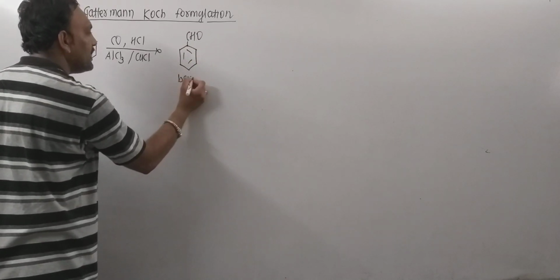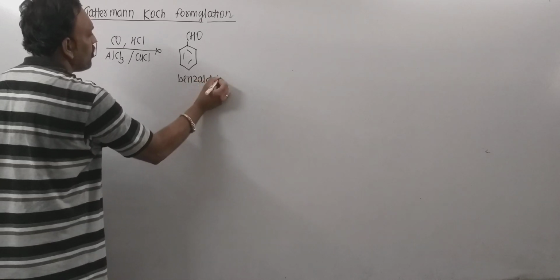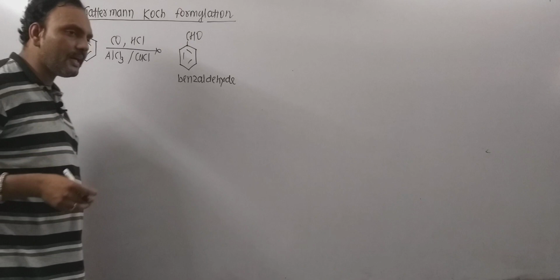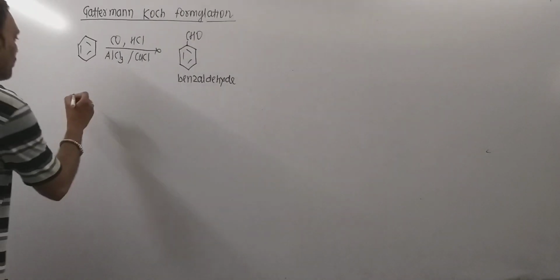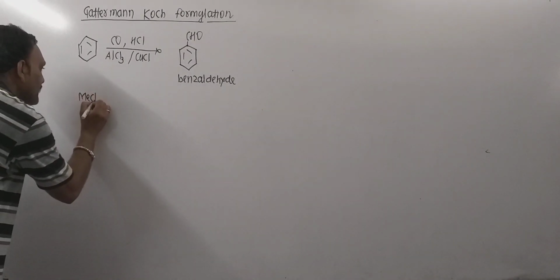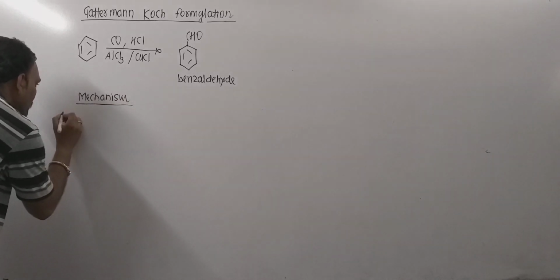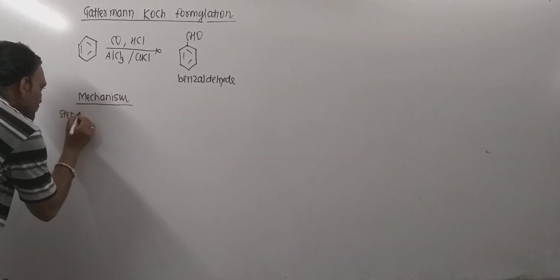So this one is the benzaldehyde so obtained. Thus benzene can be converted into benzaldehyde. Not only benzene but also derivatives of benzene can show this reaction. Now as far as the mechanism of this reaction is concerned, it is so important and so interesting.